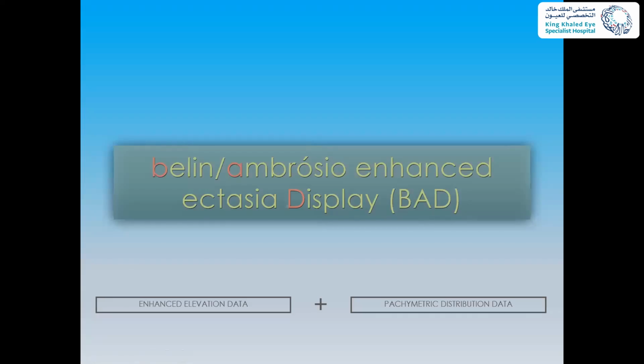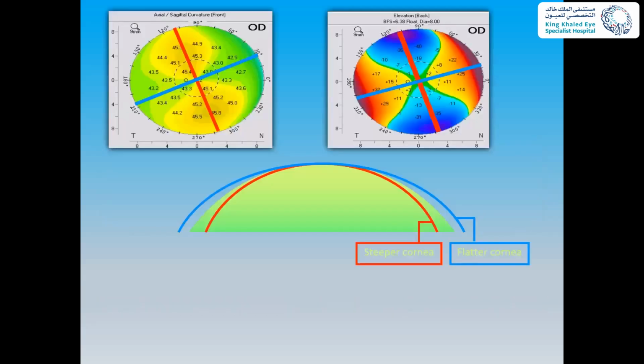The Belin-Ambrosio enhanced ectasia display was created just to screen and to make sure that they're not missing any false negative. So they changed the best fit in a way that they can make the criteria more stringent. In a way, the screening becomes more sensitive. So basically, you don't lose any false negative. Hence, you decrease the risk of post-LASIK ectasia. And how do they do that?